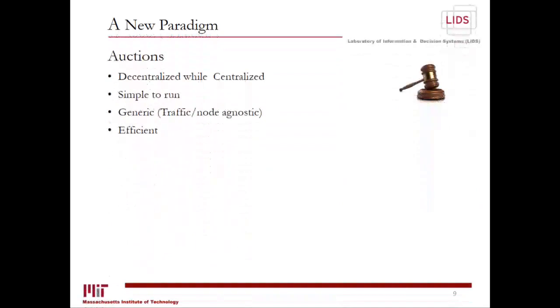Auctions are centralized mechanisms that, at the same time that they're centralized, have so much decentralization in them. They're simple to run, they are generic, meaning they have been used in history for the allocation of commodities to different people and different users. And in this case, for the allocation of bandwidth, regardless of the traffic or node type, and it also creates the efficient outcome.